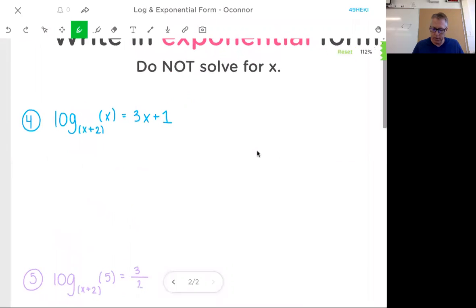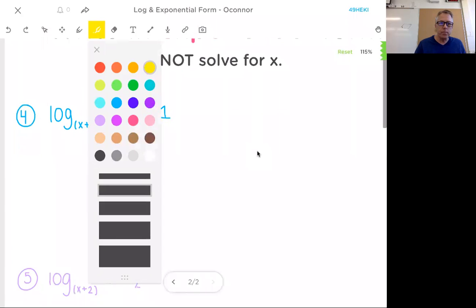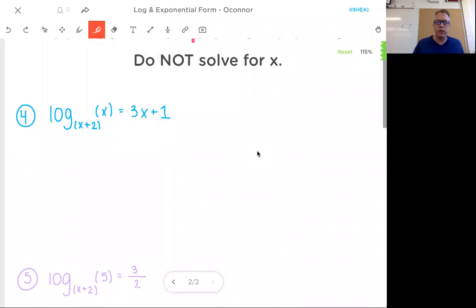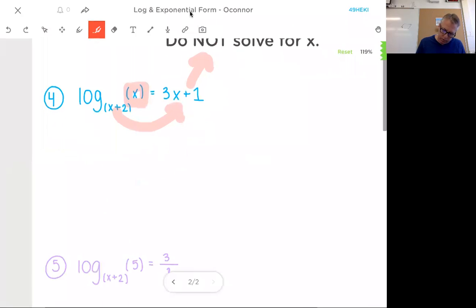And in the interest of time, I'm going to use the visual method, but if you want me to go over how to do that algebraically, I am more than happy to do so. So this is going to stay. This moves over. This moves up. And so we get x equals x plus 2 to the 3x plus 1.